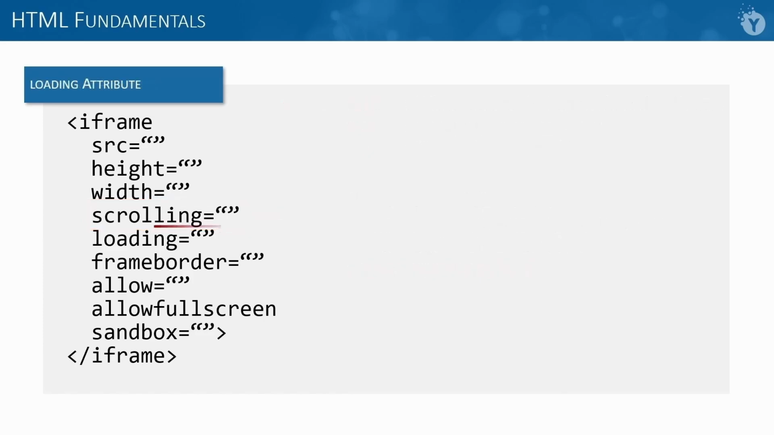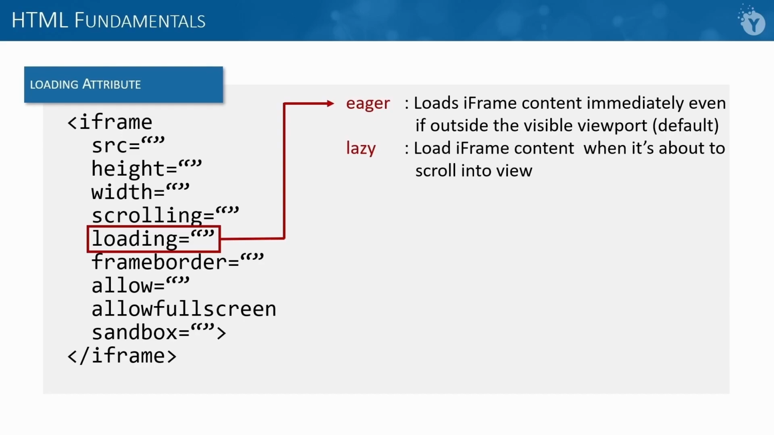Next on the list of attributes is loading. The values for this can be eager or lazy, and these tell the browser whether the iframe should load its content immediately or defer loading until it's absolutely necessary. When eager is used, it will load the iframe content immediately, even if it's outside of the visible viewport. This will ensure that the iframe content has been loaded by the time the user scrolls it into view. This can be handy if the content is slow to load and you don't want any visible delays. This is the default behaviour if the loading attribute is not specified.